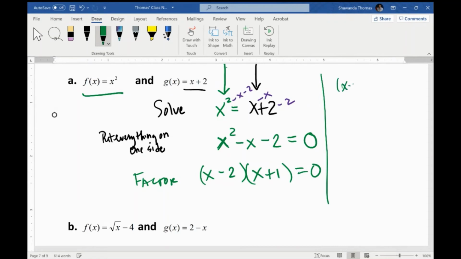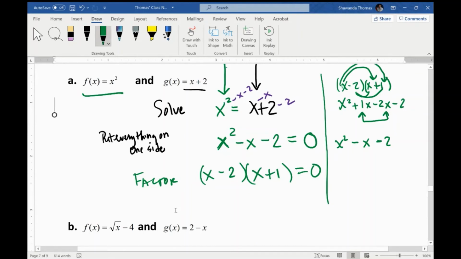All right, so when you FOIL this, you'll see. You get x times x, which is x squared, x times 1, which is 1x. You don't have to write 1, I'm just writing it to emphasize it. Negative 2x. Negative 2 times 1 is negative 2. That's your middle right there. Those are like terms. What is 1x minus 2x? That's negative 1x. We don't write the 1 though, it's customary not to write 1 as a coefficient or exponent. So yeah, that's just a trick to factoring.